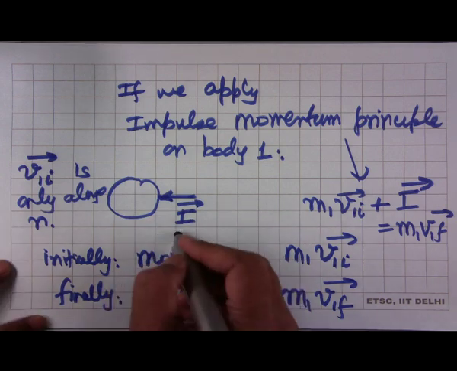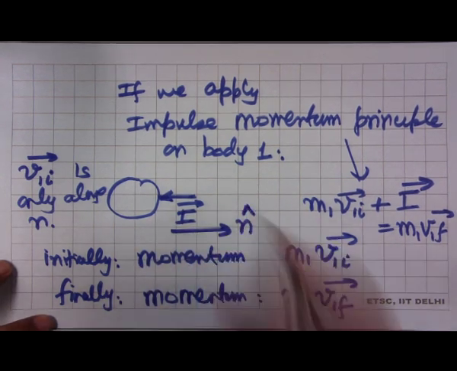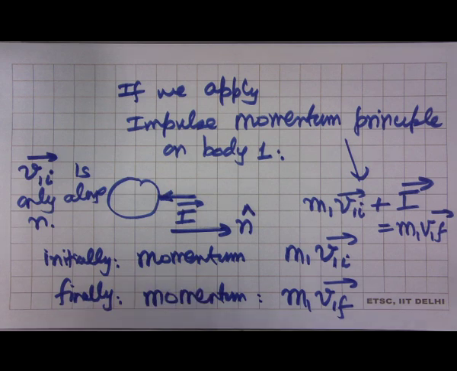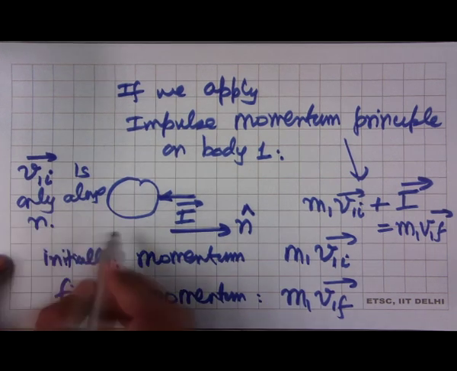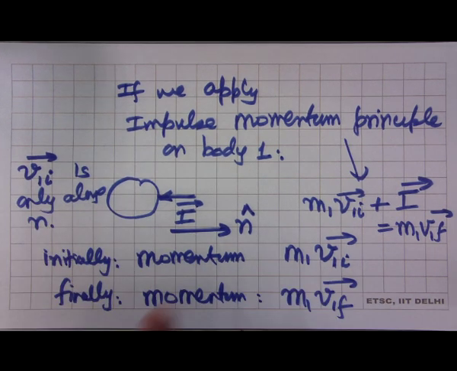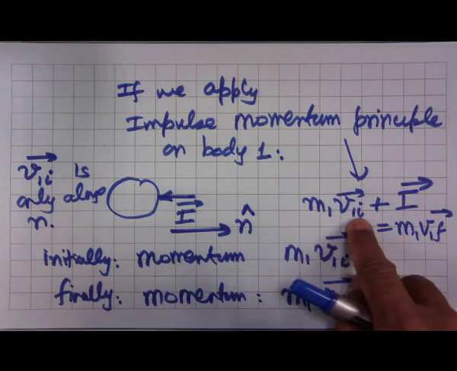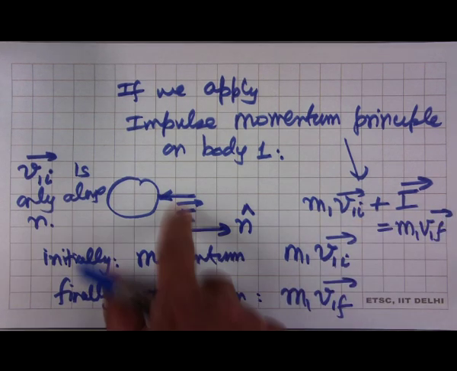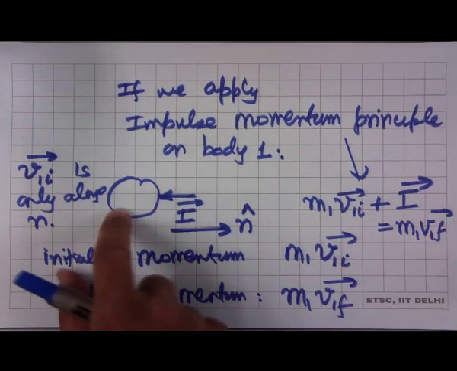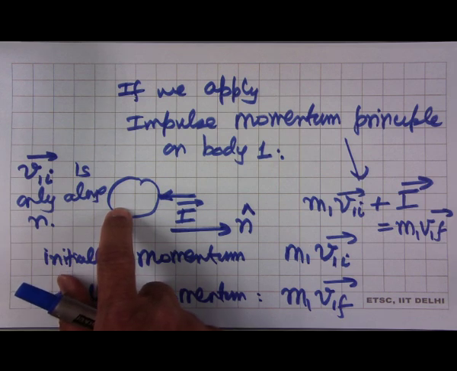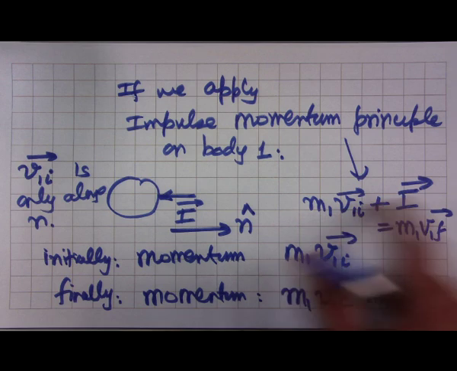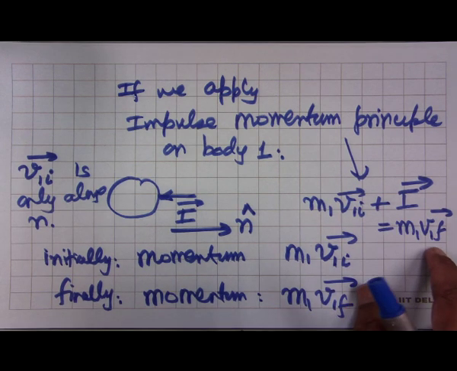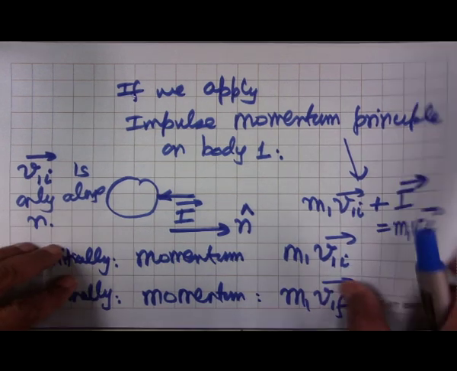So, what we should do is, we should first show the n direction. N direction is along the horizontal, and if v1I is only along n, that means in v1I the tangent component is 0. Now, impulse is also only along n because this is a smooth impact. So, because both of these are only along n, v1f will also be only along n.